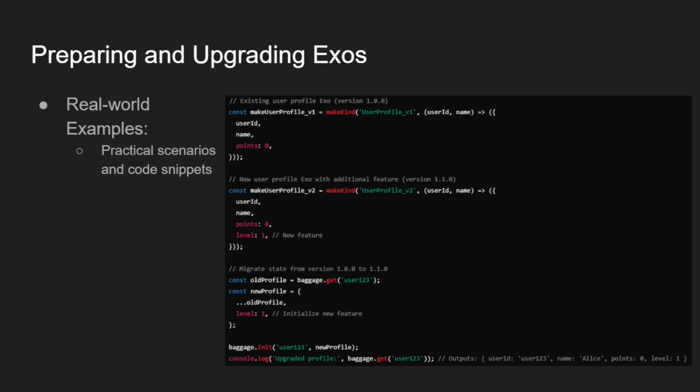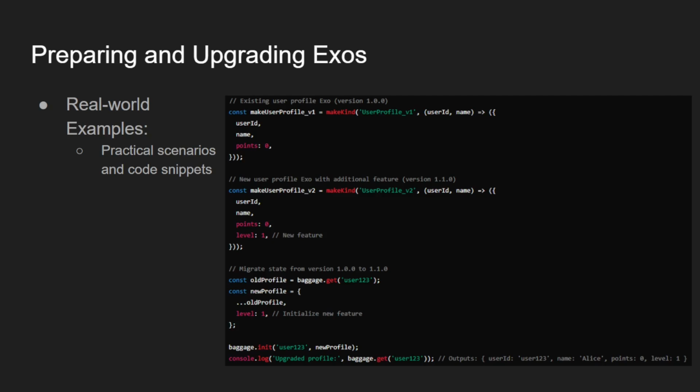Let's look at a practical example where we upgrade a user profile Exo to include a new feature. This example will demonstrate the steps of deploying new code, migrating state, and validating the upgrade. Take a moment and review this example before moving on.